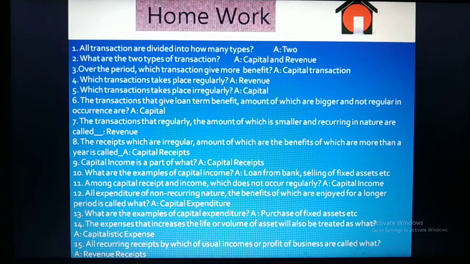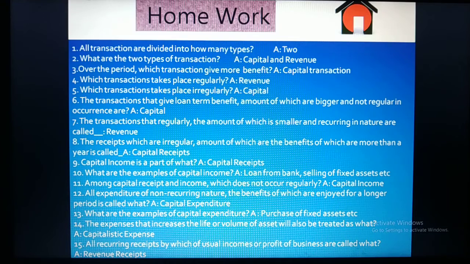And capital transactions are of two types: capital received and capital payment. That means when you receive money on an irregular basis or with long-term benefit, that is capital received. For example, capital given by the owner, loan taken from any organization, sale of fixed asset. Dear student, capital expense means when you buy any asset. That means this type of expense gives you benefit for a long time, like furniture purchase, freezer purchase. These are the examples of capital expenses.